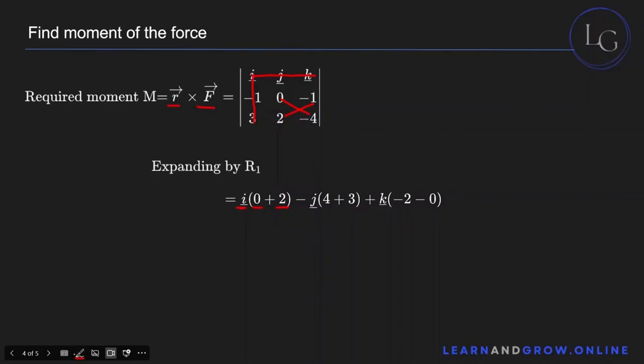Then you write down negative j, because the second term is always negative. So you take this j, write down minus j, cancel out its column and its row. Now the remaining four terms, multiply the diagonals. So negative 1 into negative 4 is equal to 4, and negative 1 into 3 is equal to negative 3, but since it is 4 minus negative 3, that will give you 4 plus 3. Now for the third term, the same process as with i. You write down positive k, cancel out its column and its row. You multiply negative 1 and 2, that gives you negative 2, and subtract from that 0 into 3, which is equal to 0. Now just compute the result, and that gives you 2i minus 7j minus 2k, and this is the required moment.